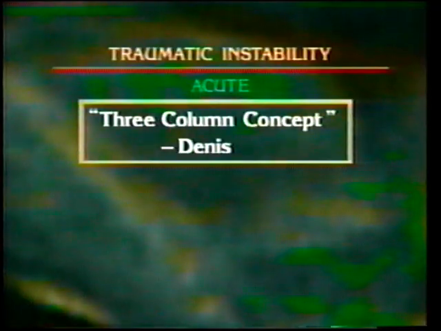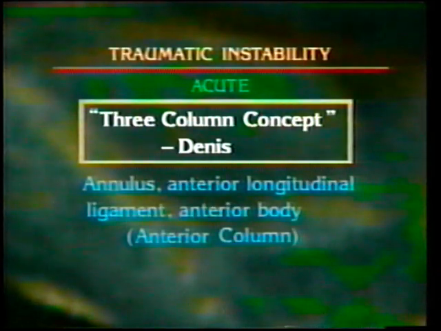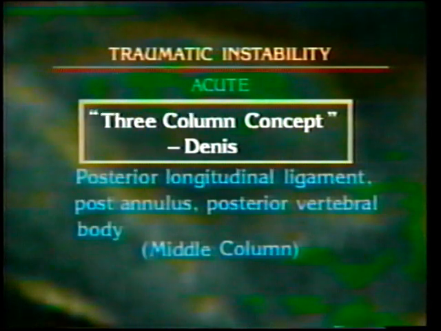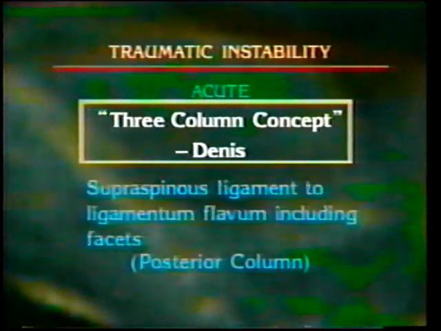With our modern diagnostic techniques, the better way, other than Holdsworth's two-column concept, to look at the spine is a three-column concept recommended to us by Denis. In this, the spine is arbitrarily divided into three columns, and if two of the three columns are damaged, by definition, the spine is grossly unstable. The anterior column is the annulus, the anterior longitudinal ligament, and the anterior portion of the vertebral body. The middle column is the posterior longitudinal ligament, the posterior annulus, and the posterior part of the vertebral body. And finally, the posterior column is the supraspinous ligament to the ligamentum flavum, including the facets.